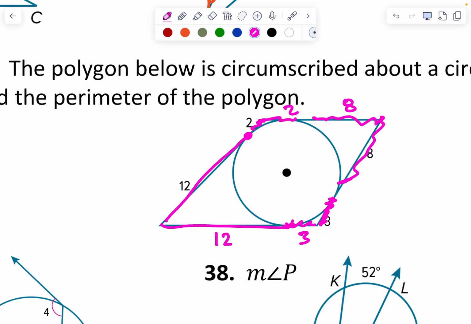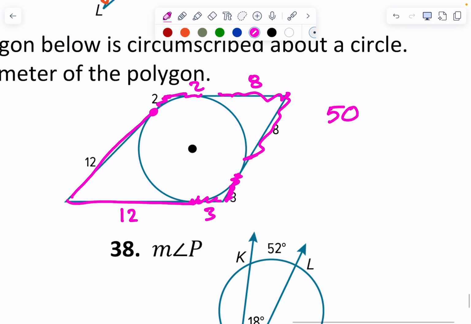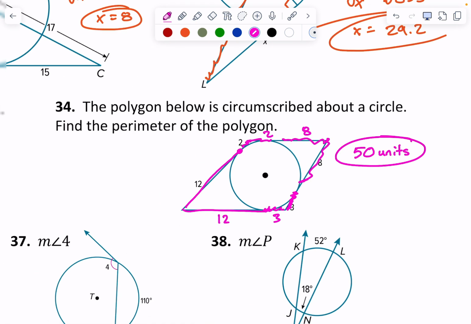And they want to know the perimeter? 50. Is it 50? Yeah. 50 what? Units. Units squared? No, perimeter's just units. 50 units, okay? You add them all up.